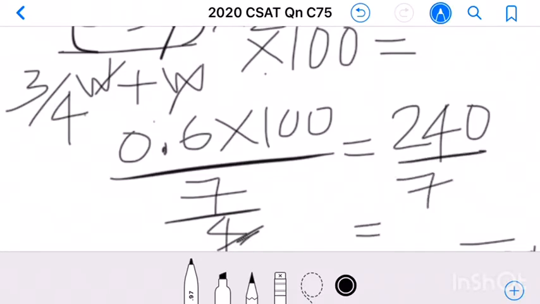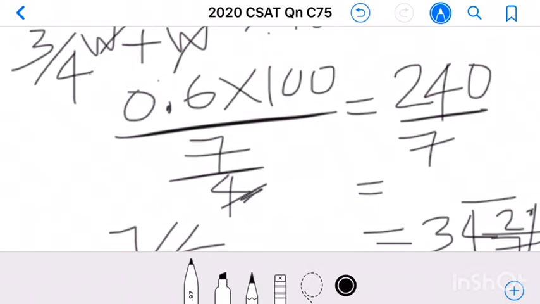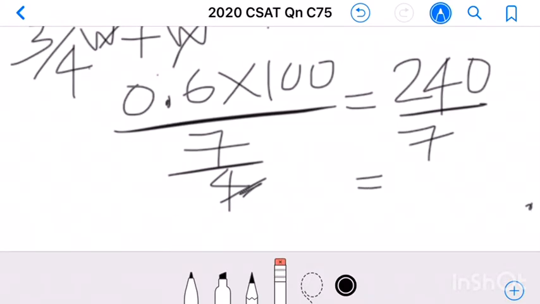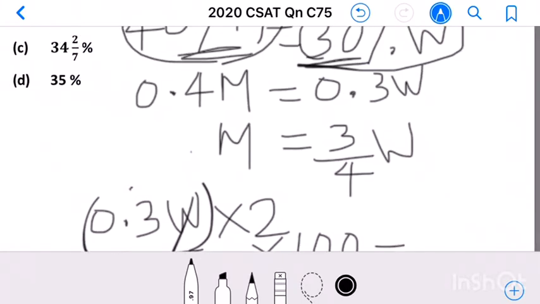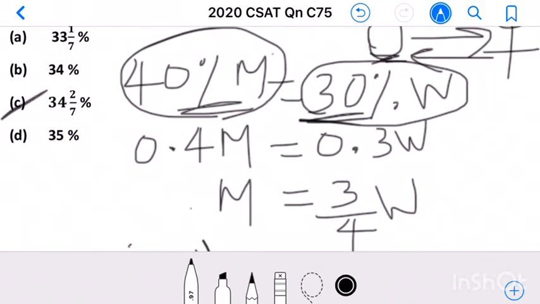We get 34 and 2 by 7 percent as the answer. Option C, 34 and 2 by 7 percent.